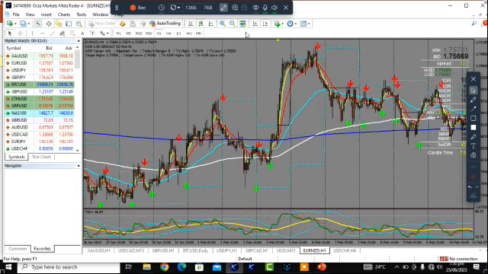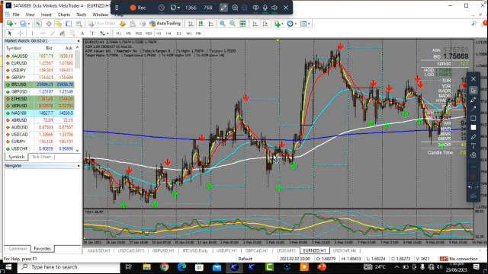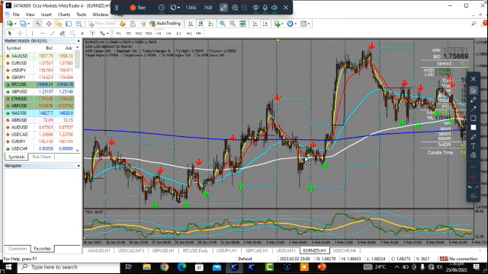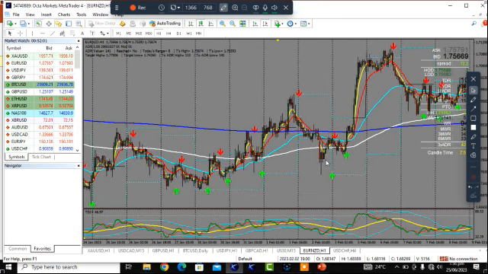Let me show you better. A divergent. Now look at divergent here. And remember I told you that divergent helps you to know when the market direction is about to change. Now look at this particular divergent. Now this should be a straight line. Let me use the trend line to show you what I mean.